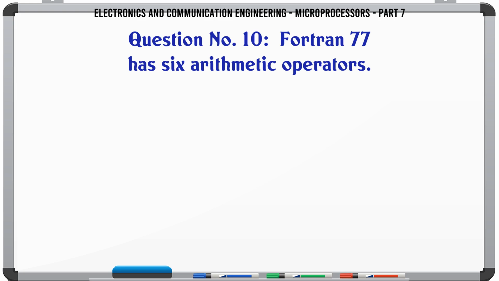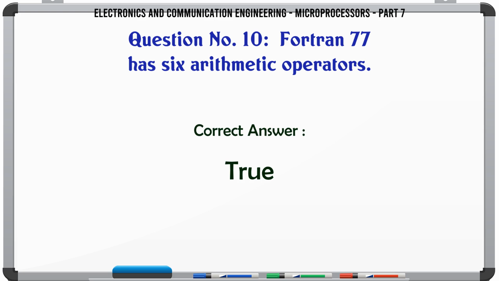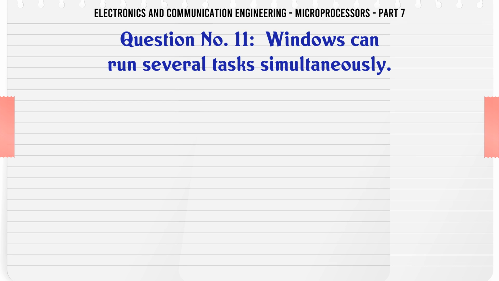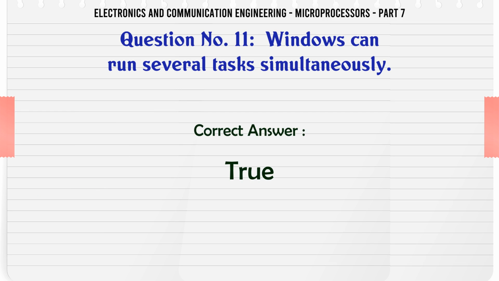Fortran 77 has 6 arithmetic operators. A, true. B, false. The correct answer is true. Windows can run several tasks simultaneously. A, true. B, false. The correct answer is true.